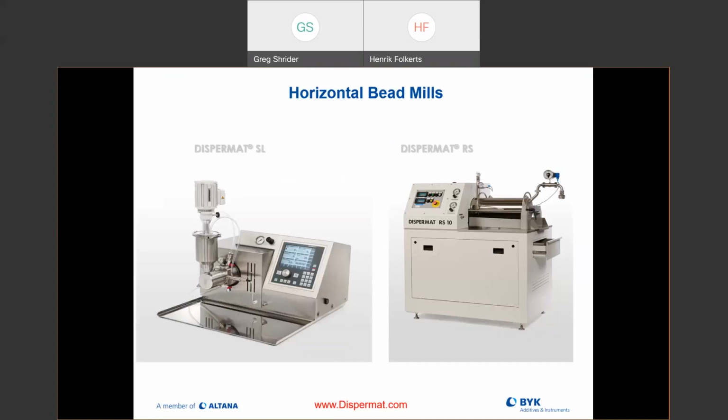Okay, and then finally, there is the world of the horizontal bead mills that some of you are familiar with. So we offer here a disc format SL. This is the latest one. We also have that in different sizes. And then here we have the disc format RS, also a beautiful machine for your manufacturing and pilot scale needs.